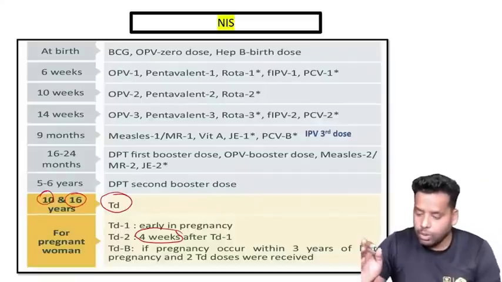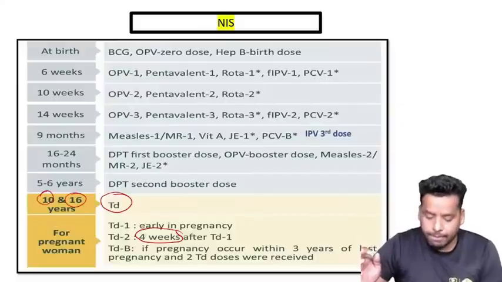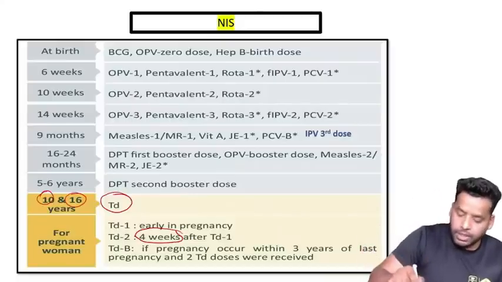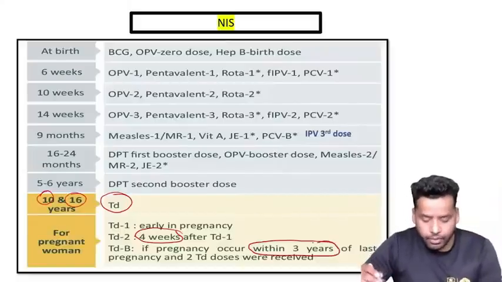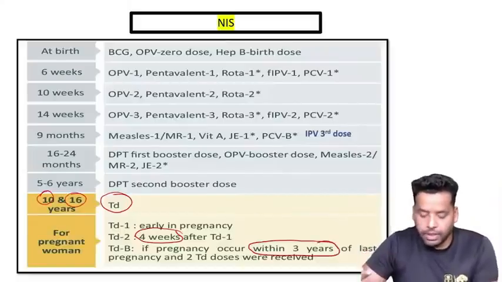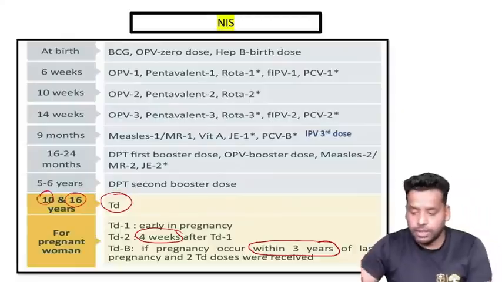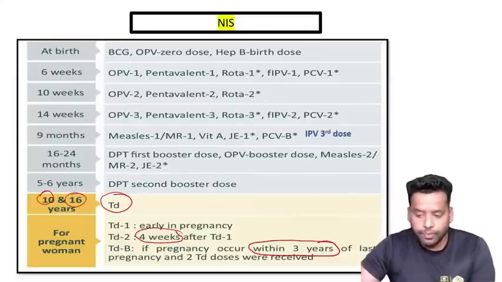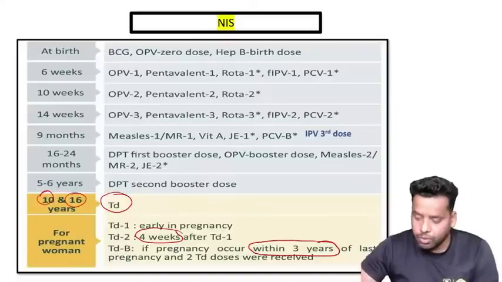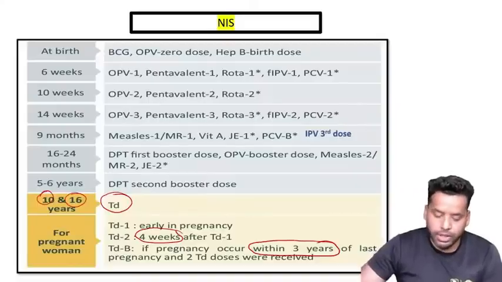What will be the 2 doses of TD vaccine? 4 weeks. Yes, good. Any pregnancy within 3 years, the pregnant woman has to take. Repeat. If the pregnancy happens within 3 years after receiving primary immunization, within 3 years if she is pregnant again, she has to take what? Booster. Yes, booster.